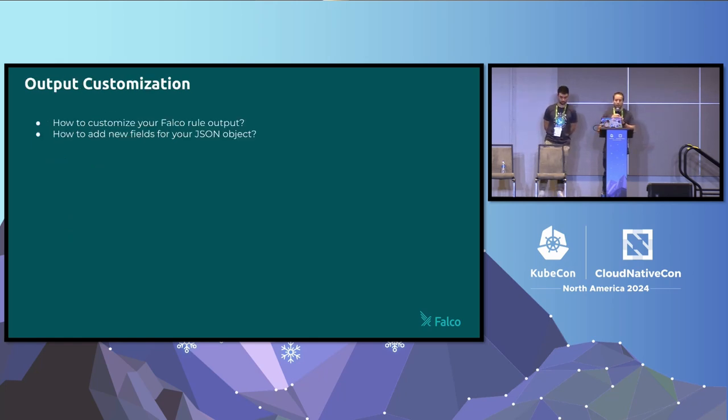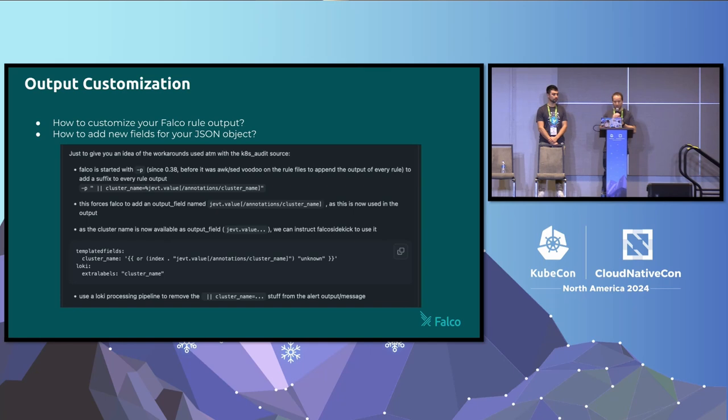So another thing that we wanted to do is customizing the output that Falco produces. All the rules always have text output, and we also have structured output. And people were trying to customize this in very flexible ways, which Falco didn't allow, especially for the structured output in the JSON object. We had one specific contributor who actually tried to customize the JSON object. And on GitHub, we got an issue that started with a sentence, just to give you an idea of the workarounds used at the moment with this.